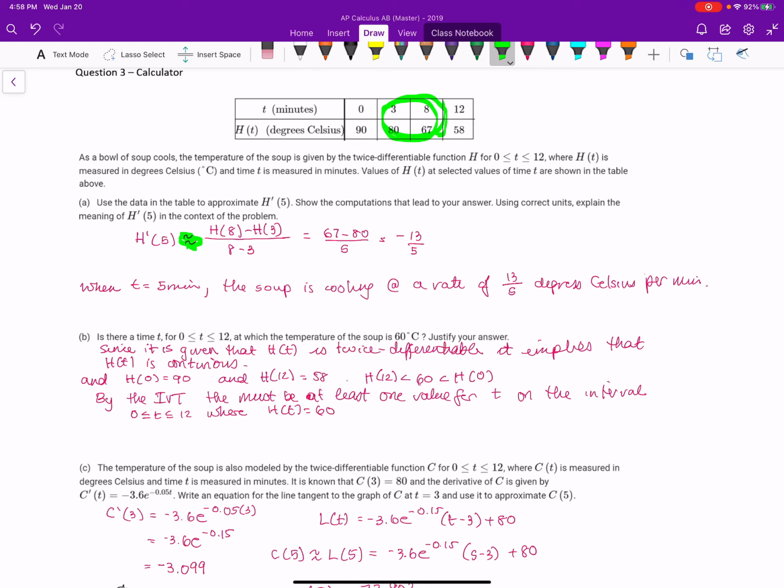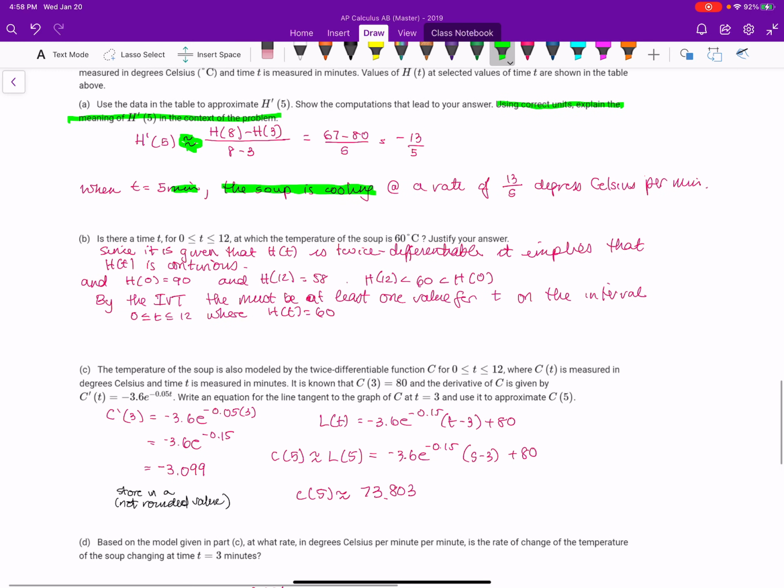It says here, show the computation that led to that answer, use correct units, and explain the meaning. That's when you have to write it in sentence form. When t is equal to 5 minutes, the soup is cooling. You can't just say that the rate is this. The soup is cooling at a rate of, and I'm using the word cooling, which implies negative, so don't make it negative, even though the value is negative. The soup is cooling at a rate of 13/5, or you could write it as a decimal, 2.6 degrees Celsius per minute. Don't forget to include the units. So you have all of the pieces that you need.